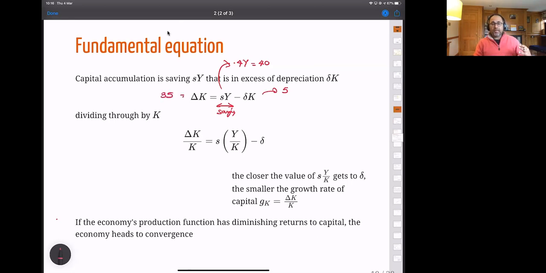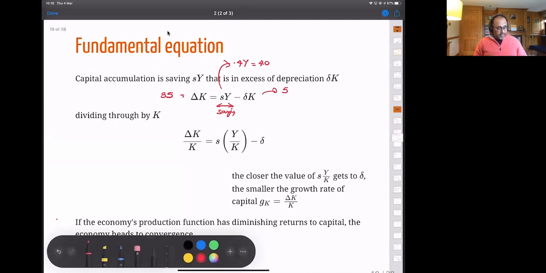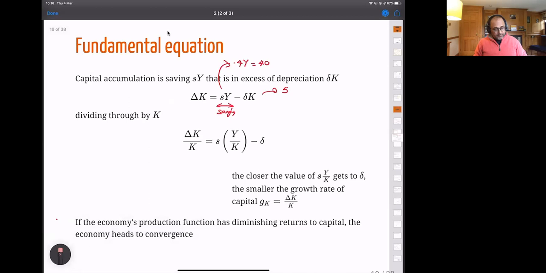So all the equation is saying is take all the saving in the economy, take away the depreciation, and what you get is the new capital stock. So it's not saying anything profound. It's just reflecting what we talked about when we looked at the flow of funds in the diagram.